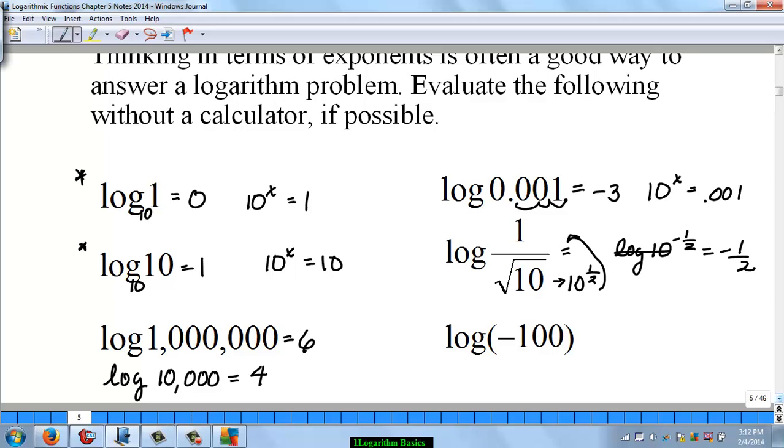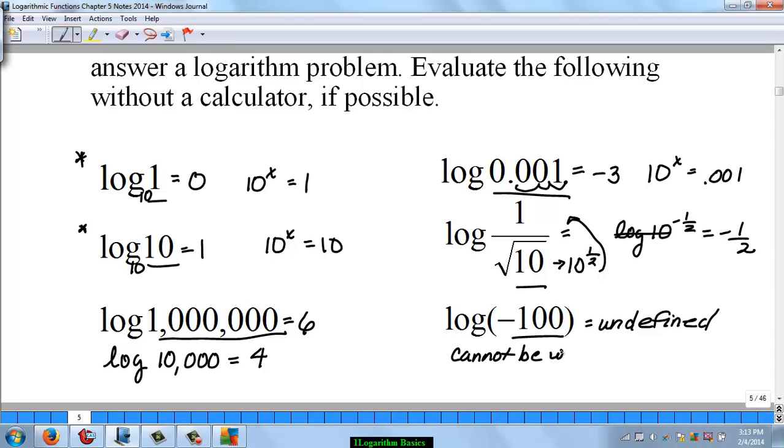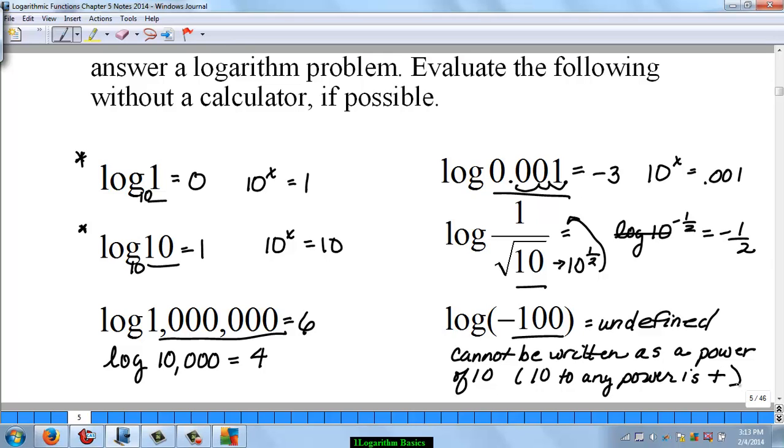Now this one is a trick question, log of -100. Notice none of these numbers here were negative. None of them. Some of your answers, your exponents, could be negative, but here you couldn't have a negative number. This is undefined. There is no way you can take the log of a negative number. It's undefined. Why? Because it cannot be written as a power of 10. Ten to any power is always positive, so you can never have a negative answer.